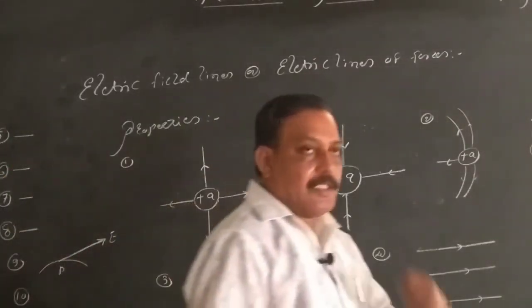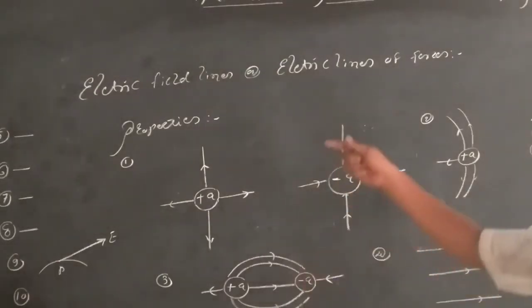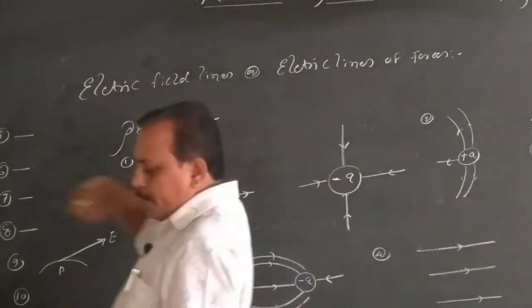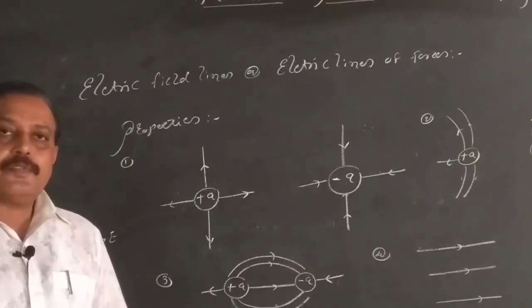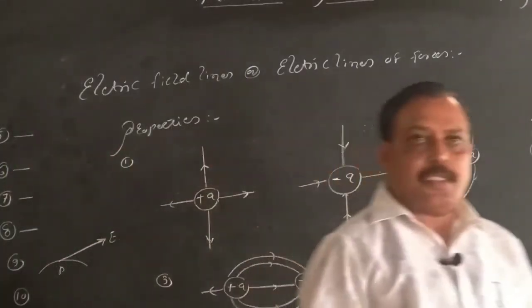Without memorizing the properties of the electric lines of forces, we can have the 10 properties just by seeing the figure. Four properties you can write. You can make a few more properties just by seeing the figures. Is it clear? Yes. Shall I go for the next thing?